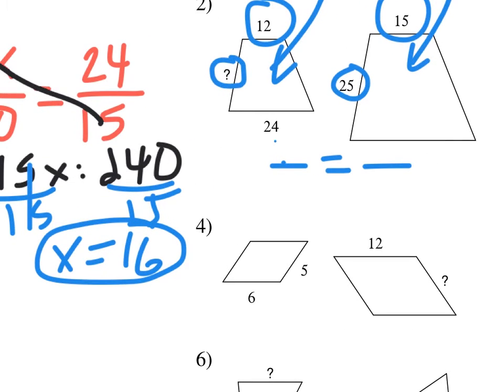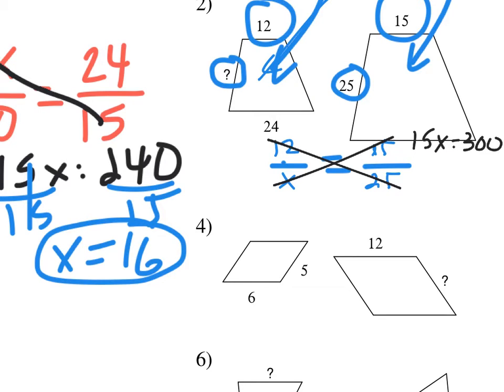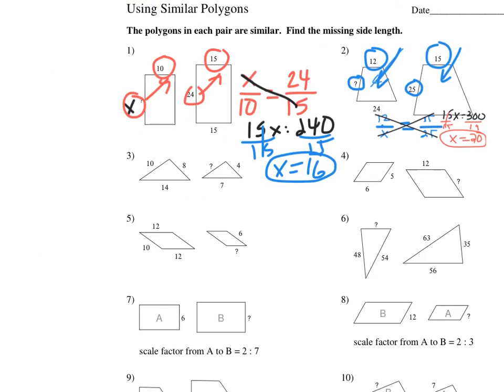So 12 over x, going this way, is 15 over 25. So that's going to be 15x equals 12 times 25, which is 300. Divide by 15, divide by 15. X equals 20. Okay, so I know you can do those.